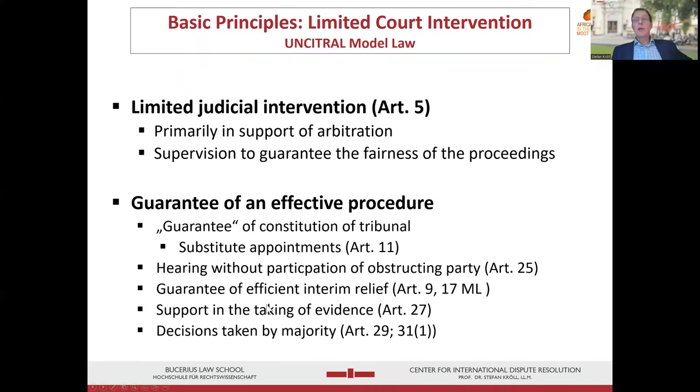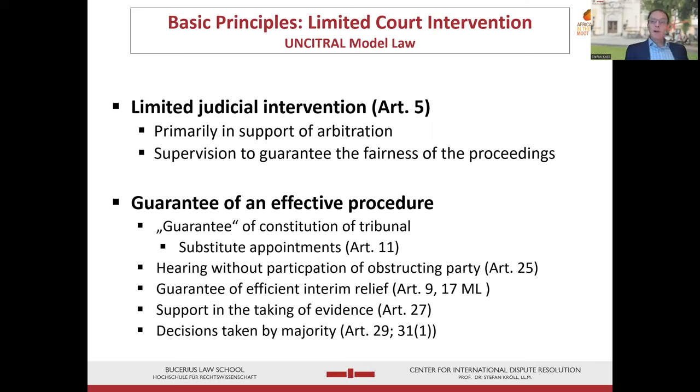You have a guarantee of efficient interim relief, that the state courts help you if you cannot set up the tribunal in time to get interim relief. And you also have support in taking of evidence. If the tribunal lacks the necessary powers to get third parties involved, to get witnesses involved who have not submitted to arbitration, you may go to the state courts. And last but not least, there are certain rules governing the decisions by the arbitral tribunal. They may be taken by majority, and if one of the arbitrators refuses to sign the award after there has been a deliberation, he or she cannot prevent the rendering of an award.